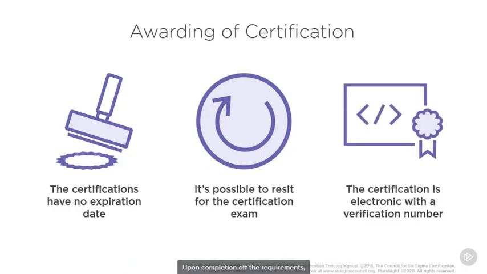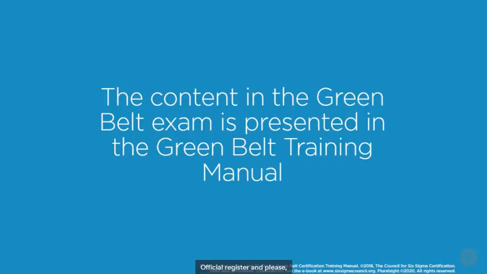Upon completion of the requirements, individuals are issued a Lean Six Sigma Green Belt certification in an electronic form. All certifications contain a verifiable certification number, and the certification holder is added to the Council for Six Sigma Certification official register. And please, I'll say this again, download the Green Belt Training Manual from the Council for Six Sigma Certification to make sure you know exactly what to look for in the Lean Six Sigma Green Belt Certification exam. The PDF summary is the perfect representation of the exam content.